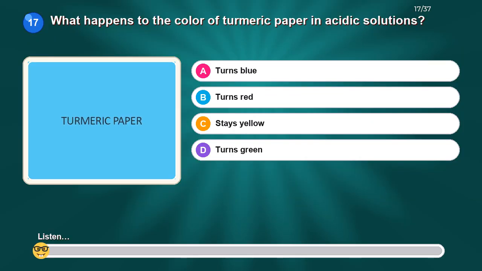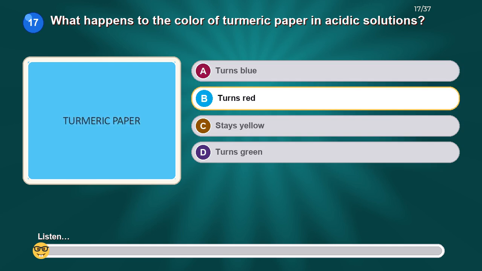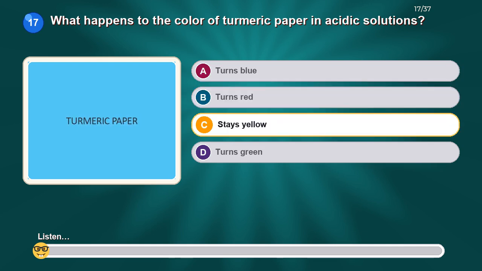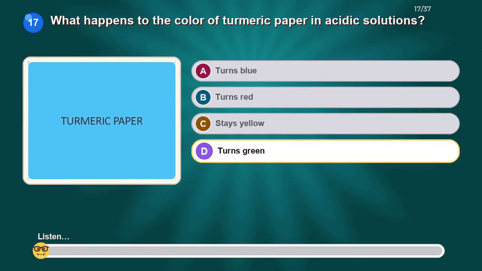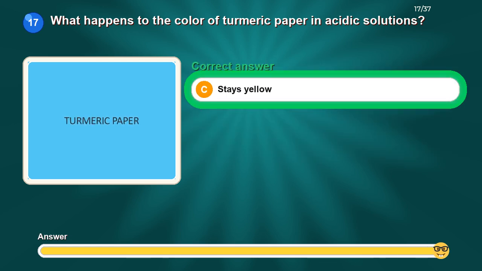What happens to the color of turmeric paper in acidic solutions? Option A, turns blue. Option B, turns red. Option C, stays yellow. Option D, turns green. The correct answer is stays yellow.